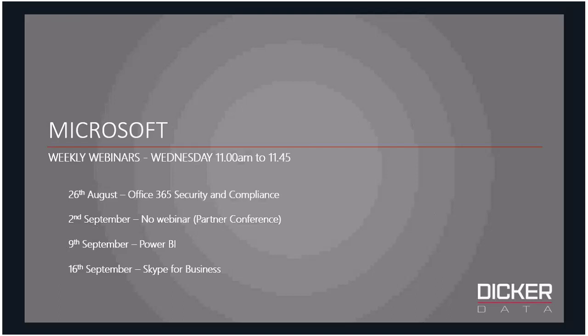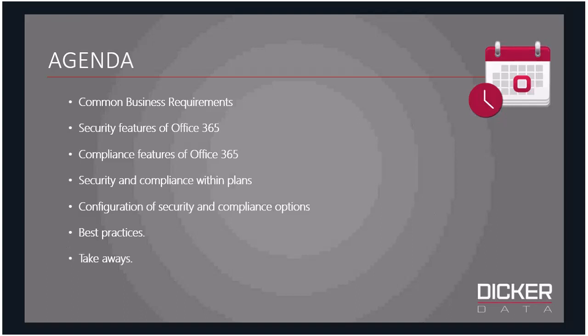The week after, we'll be back looking at Power BI, and following that, we'll be diving into Skype for Business in greater depth. Our agenda for today will be some common business requirements around security and compliance, the security features and then the compliance features of Office 365, and then a look at what features are actually included with what plans. We'll then do a quick look at some of the configuration of the options we've outlined, and finish off with our best practices and takeaways to give you something to implement inside your business.